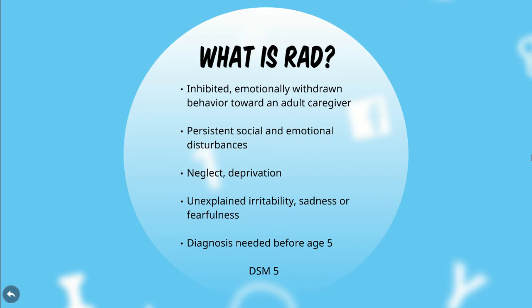Well, according to the DSM-5, it is when children display inhibited, emotionally withdrawn behavior toward an adult caregiver, which tends to lead to persistent social and emotional disturbances, typically stemming from gross neglect and deprivation. And as a result of that, the children tend to display unexplained irritability, sadness, or fearfulness.